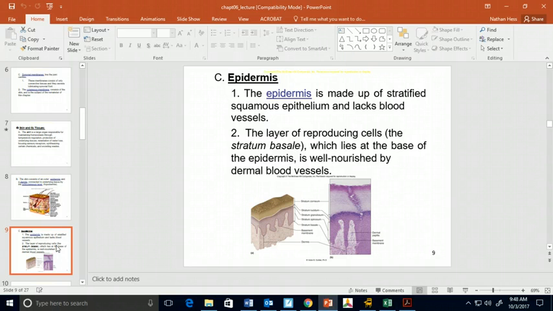But why do we need these stratified layers? Protection. Thank you, Don. I appreciate you raising your hand. Yeah, protection, right? Because you're grabbing onto things, things are grabbing onto your skin, and it takes abrasions, right? It takes abuse. We want to have layers that can protect the underlying stuff.